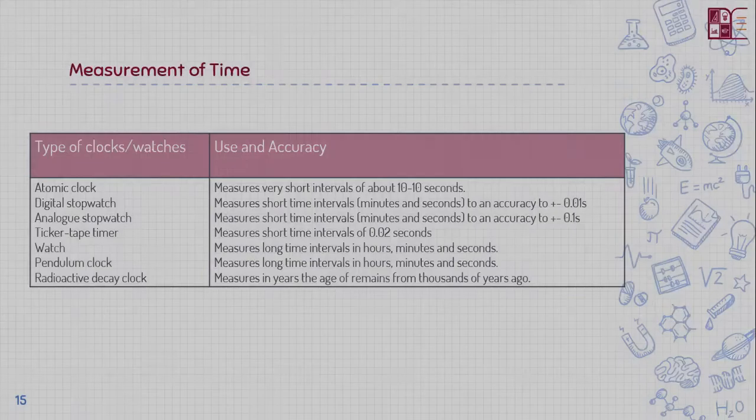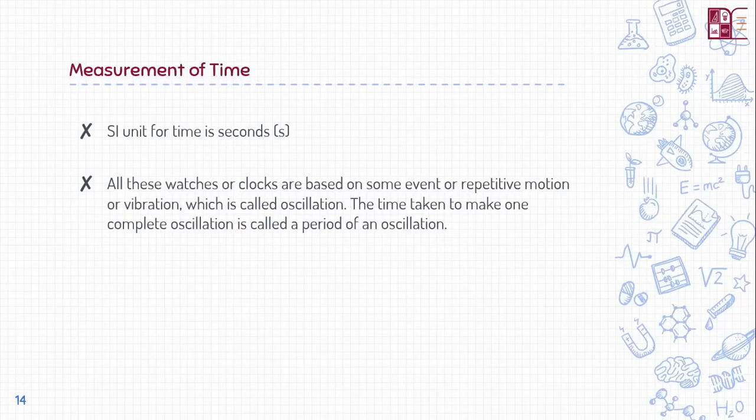Let's say you've got a pendulum. As you know, a pendulum swings, so from one end to the other end and back is one complete oscillation. Every clock or every instrument that measures time is based on some sort of repetitive motion, and that oscillation is what we consider as a period of an oscillation.